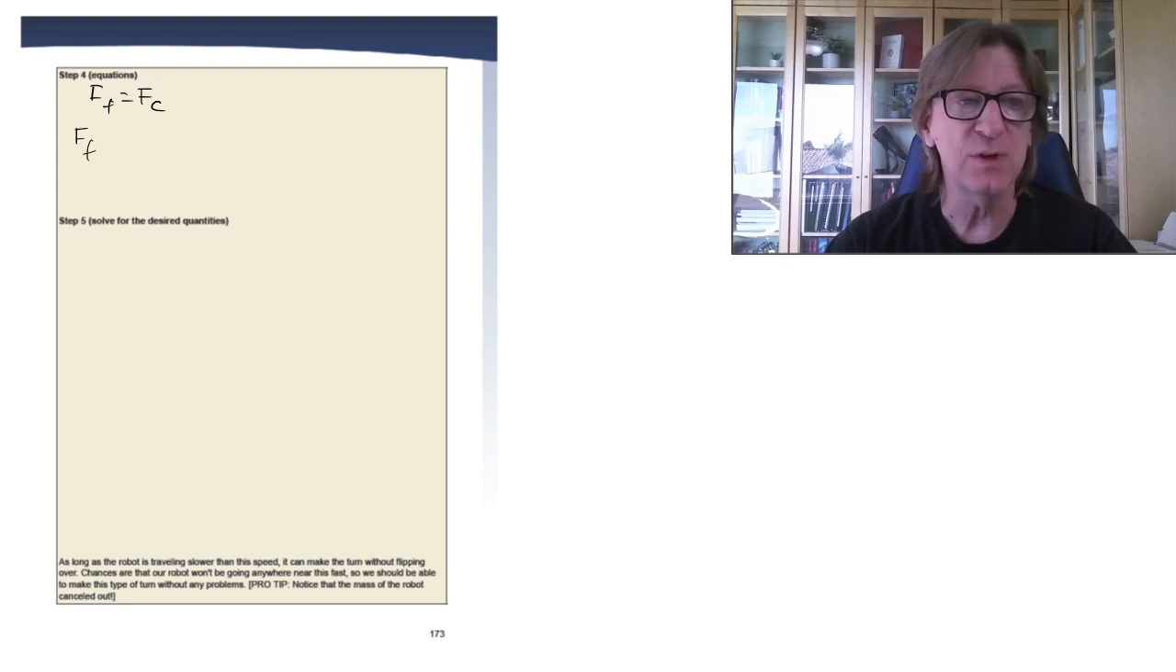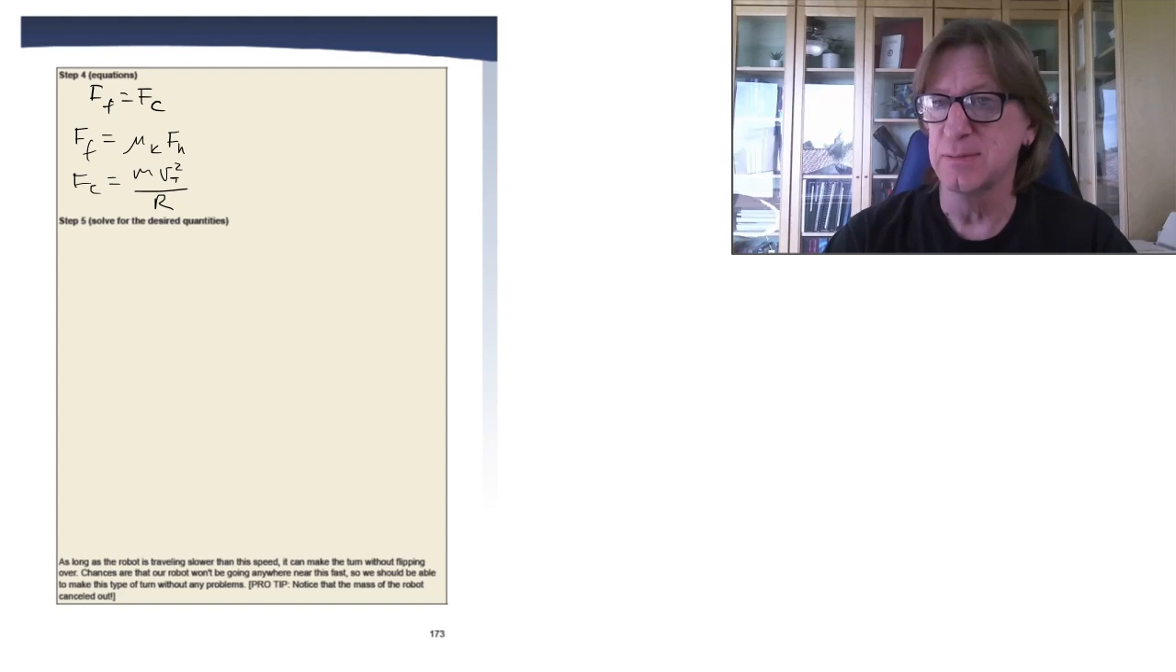So my force of friction is going to be equal to μk times F_N. And we know that our centripetal force is going to equal m v squared, we'll go ahead and make that vt so that we're clear on what we're looking for, divided by r. All right, now I've introduced a new symbol here. I need to know what the normal force is.